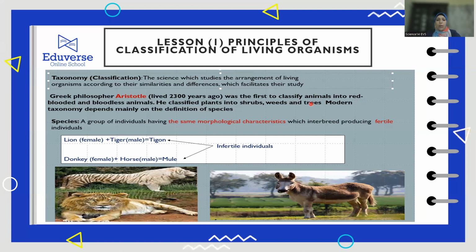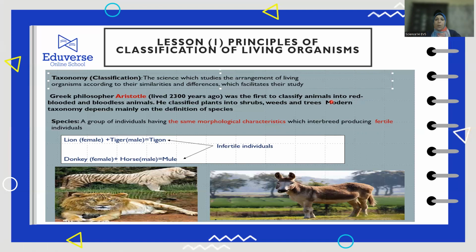And this is called the modern classification or modern taxonomy. And this modern taxonomy mainly depends on the species. What's meant by species? It's a group of living organisms that have the same morphological characteristics, which interbreed, producing a fertile individual. When the individuals of the same species are crossed together, the product will be a fertile individual, or individuals that can reproduce to protect their species from extinction.